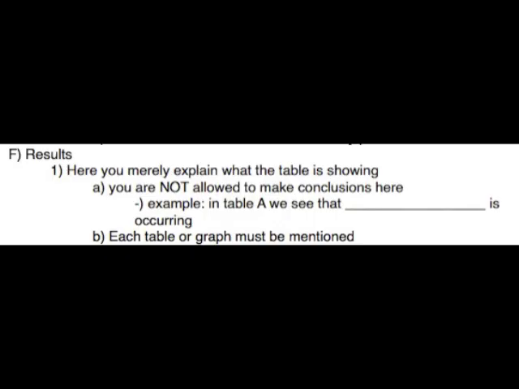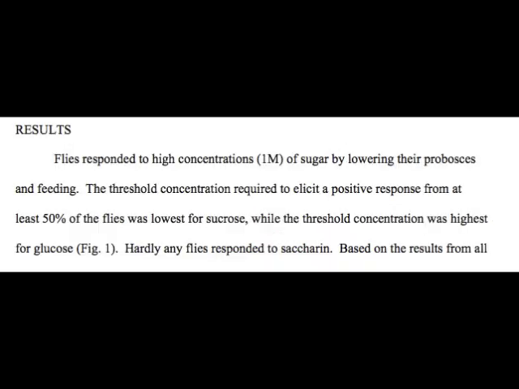Results. Here you are merely explaining what the table is showing. You are not allowed to make conclusions here. For example, in Table A, we see that blank is occurring. Each table must be mentioned. In the results section, you're only describing what you see in your figures and tables.